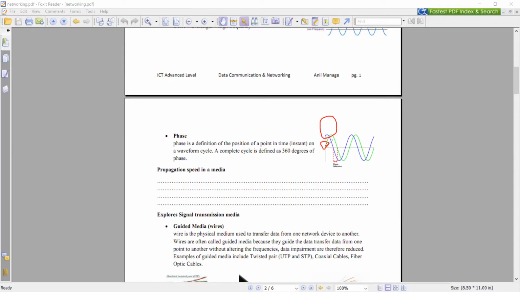Phase is a definition of the position of a point in time instant on a waveform cycle. A complete cycle is defined as 360 degrees of phase.